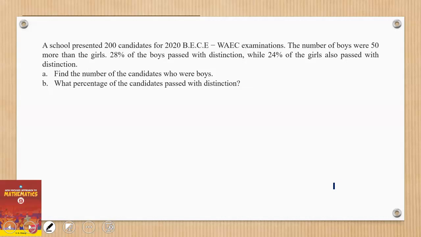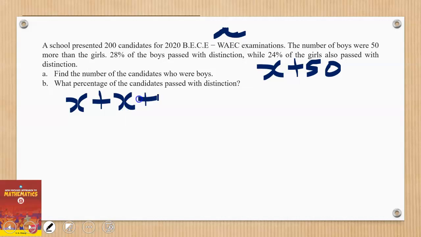Right. So currently we have 200 candidates. The number of boys was 50 more than girls. So if the girls were x, then the boys would be x plus 50. That's what it means. If the number of girls were x, then the boys would be x plus 50, because they said the number of boys was 50 more than the girls. And we know that the total of them together will be 200. So we can say the girls, let's call them x, plus the boys, x plus 50. Now, when we put them together, we get 200.